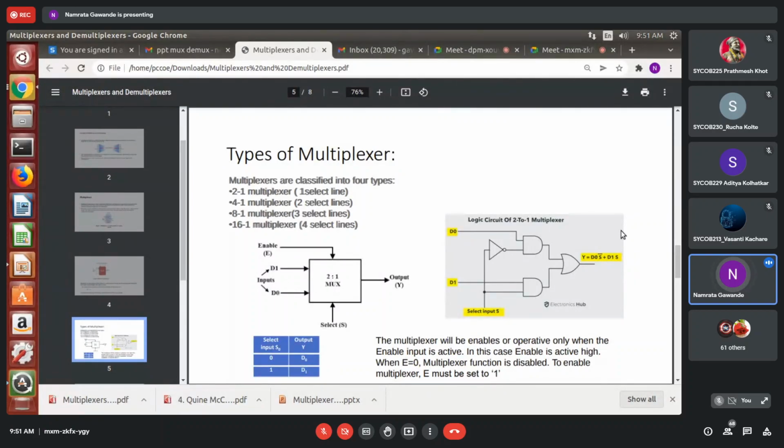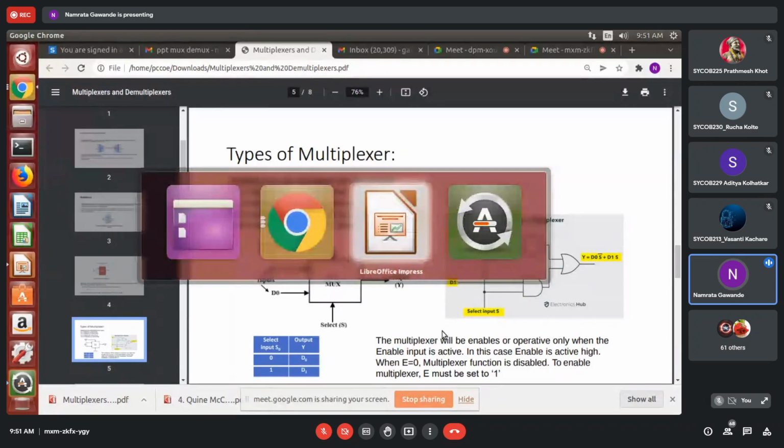Now, here you can see this particular logic circuit diagram of 2:1 MUX. How this diagram comes, that I will tell you based on the equation.